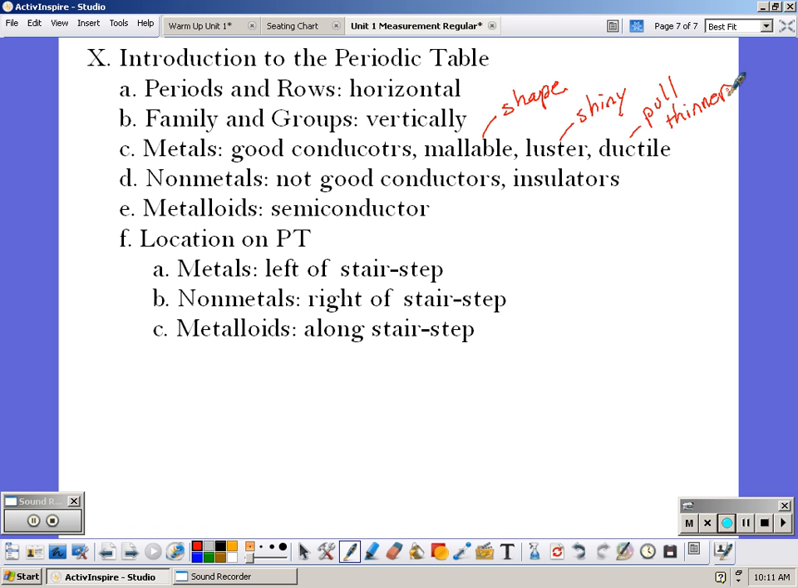On the periodic table, there is a stair-step line. That stair-step separates our metals, nonmetals, and metalloids. Metals are to the left of the stairs and take up the majority of the periodic table. Nonmetals are to the right of the stairs, and metalloids are along the stairs. The only element that touches the stairs that is not a metalloid is aluminum. Aluminum is just a metal.